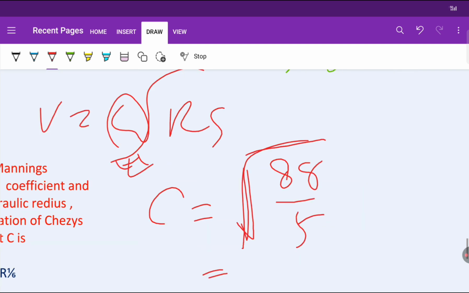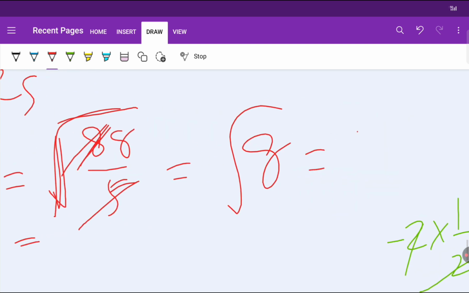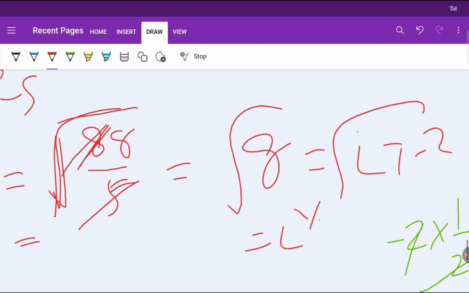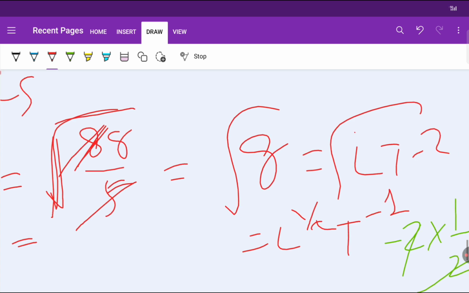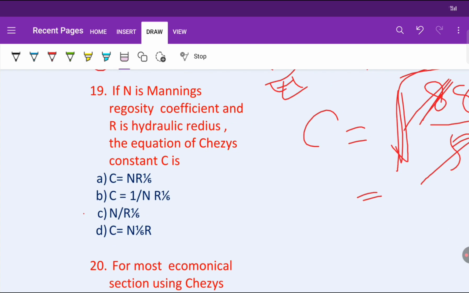If I want to determine the dimension from here, then these are unitless. These are constants, so no dimension. These are unitless, so no dimension. So we have only g, right? So g means acceleration due to gravity, LT inverse 2, under root, right? That is L raised to power half, T raised to power 1, right? So L raised to power half, T raised to power minus 1. Okay.